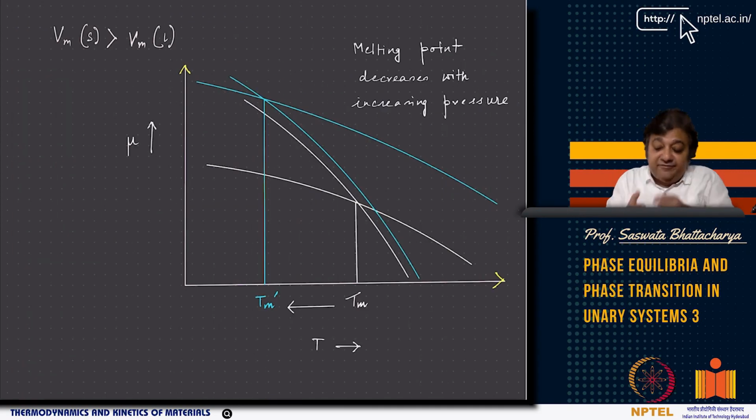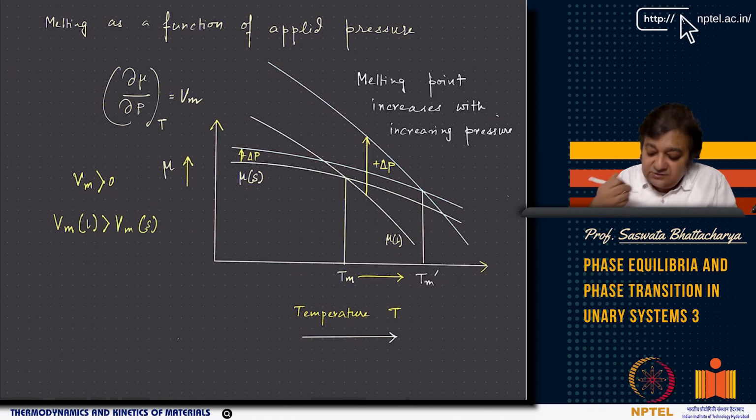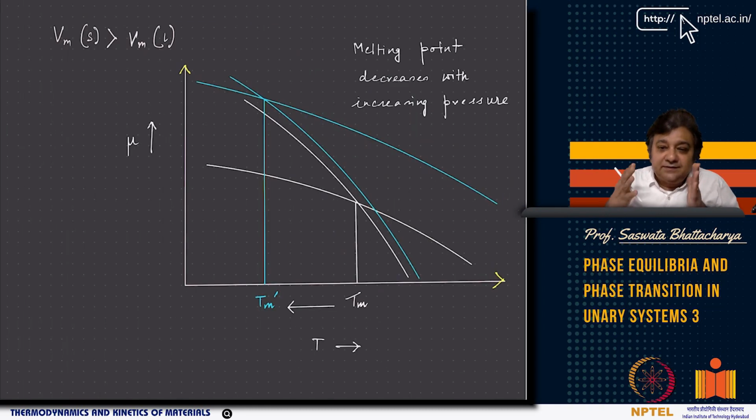Now if the melting temperature increases, it means the solid will melt at a higher temperature. So the solid retains its solidity, it remains solid beyond Tm, if there is an increase in pressure.